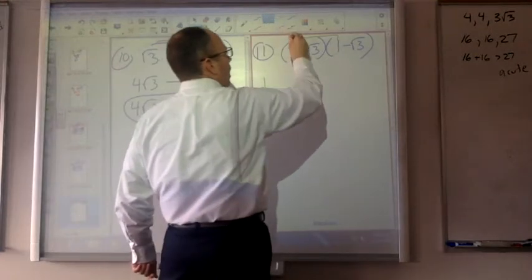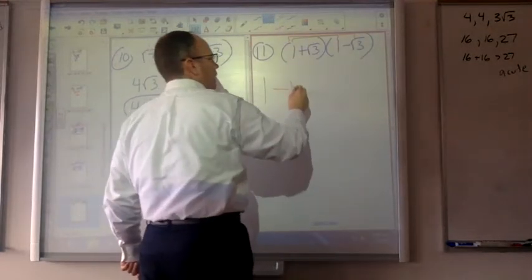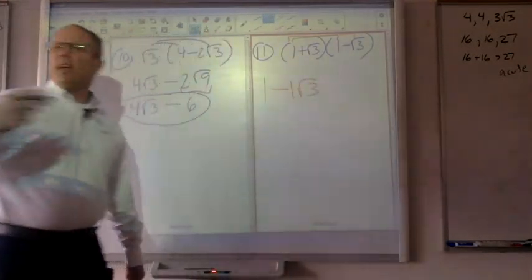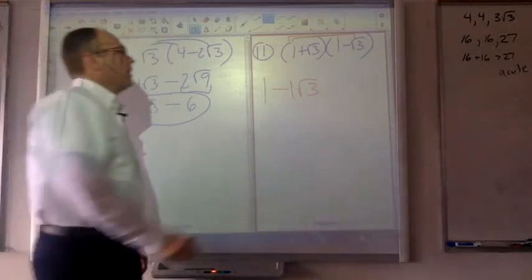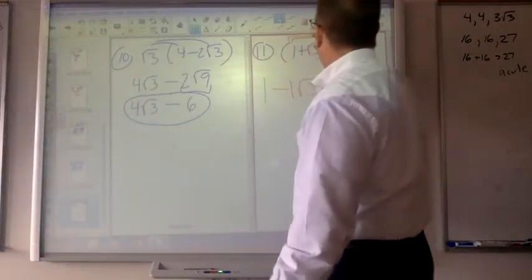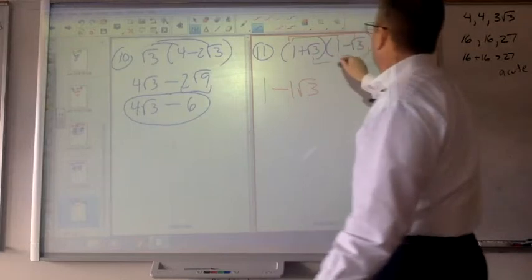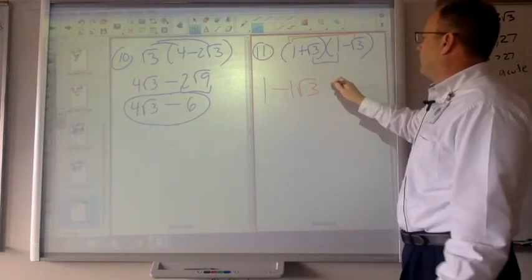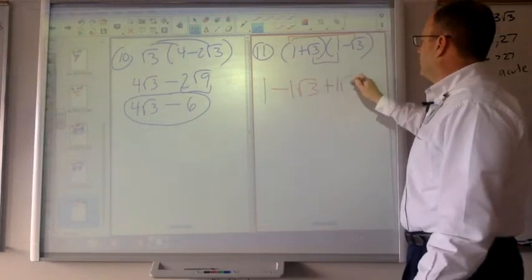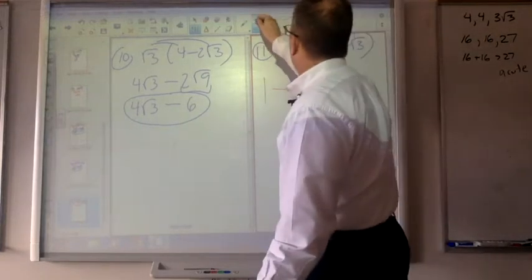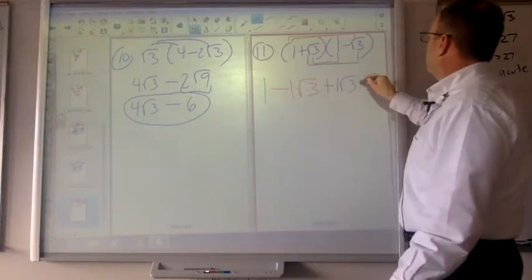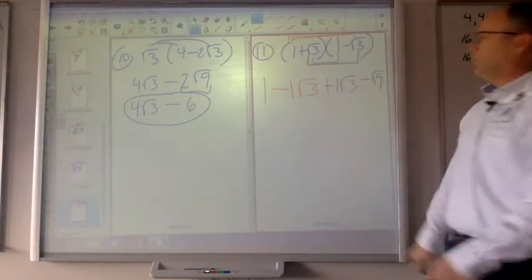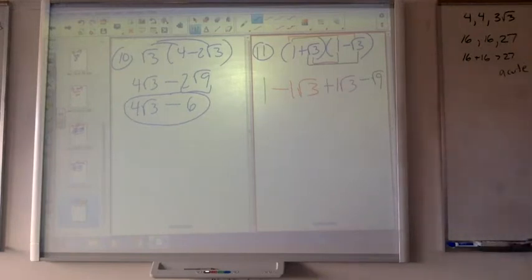Then I'm going to go 1 times negative 3, so I get negative 1 root 3. Or I could write just negative root 3. Doesn't matter. And then inside, I'm going to get that times that. So that's 1 times root 3, positive. And then I get root 3 times that, so I get negative root 9. What do you think? 4-letter F word up there. Foil. First, outer, inner, last.